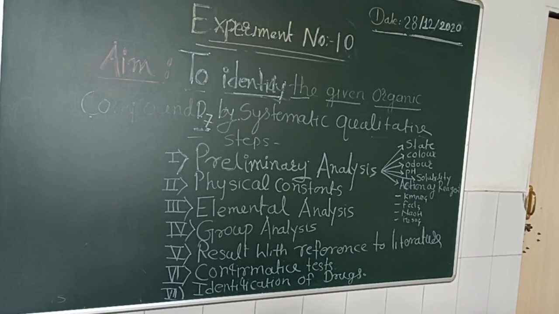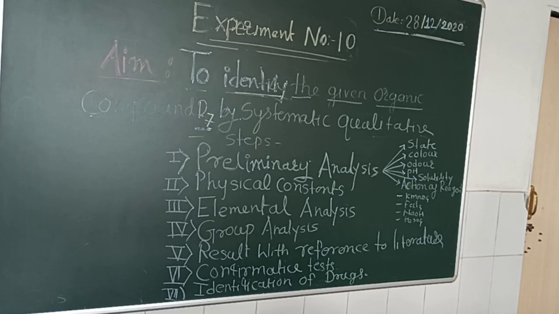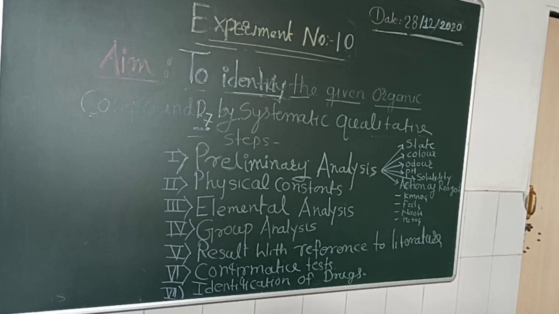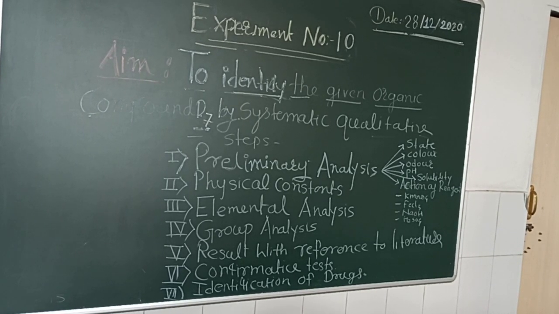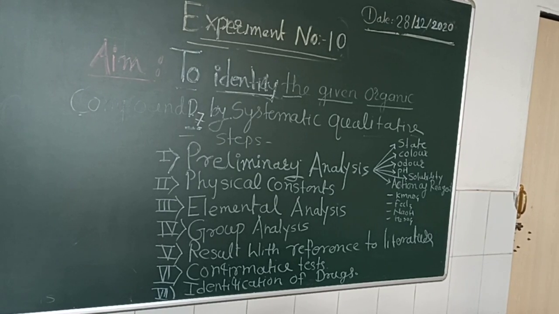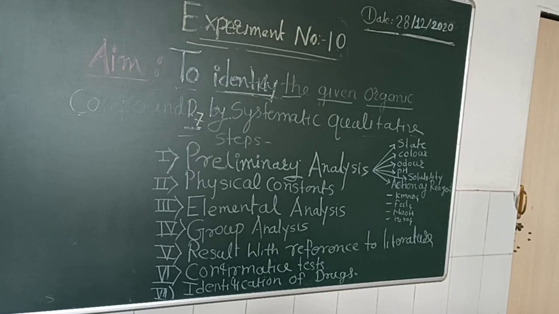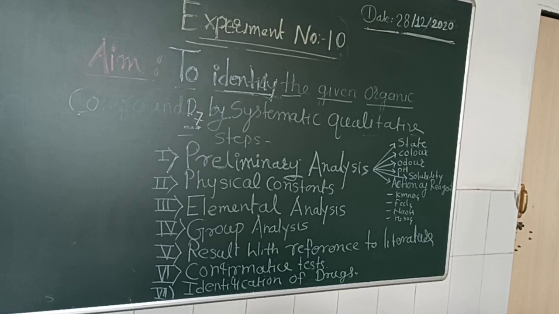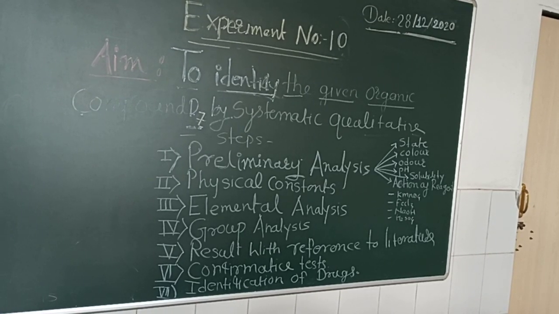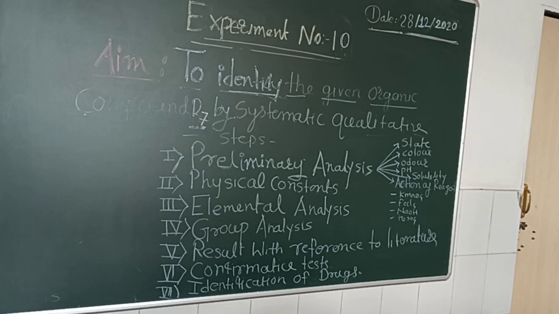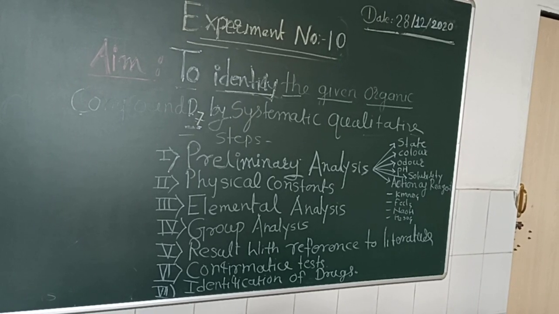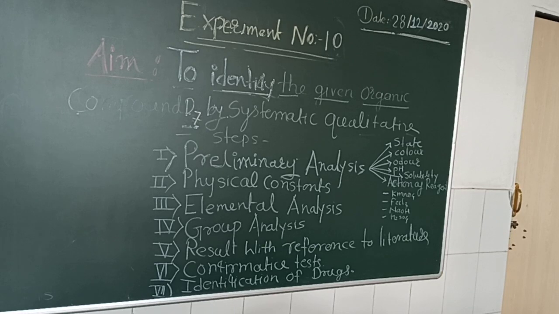Today we are going to perform the next experiment, that is experiment number 10. Aim of the experiment: to identify the given organic compound, that is D7, by systematic qualitative analysis. You know the steps involved in qualitative analysis that you studied earlier. The first step is preliminary analysis.